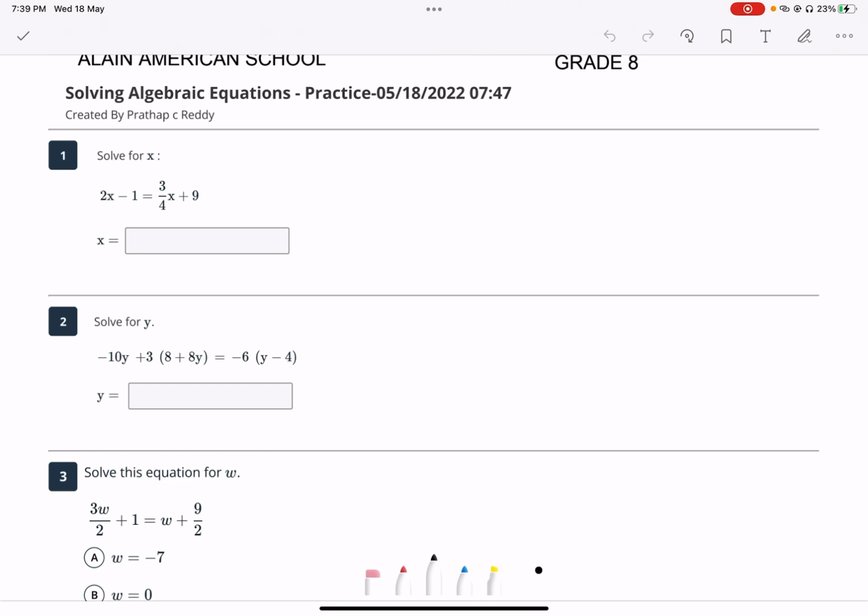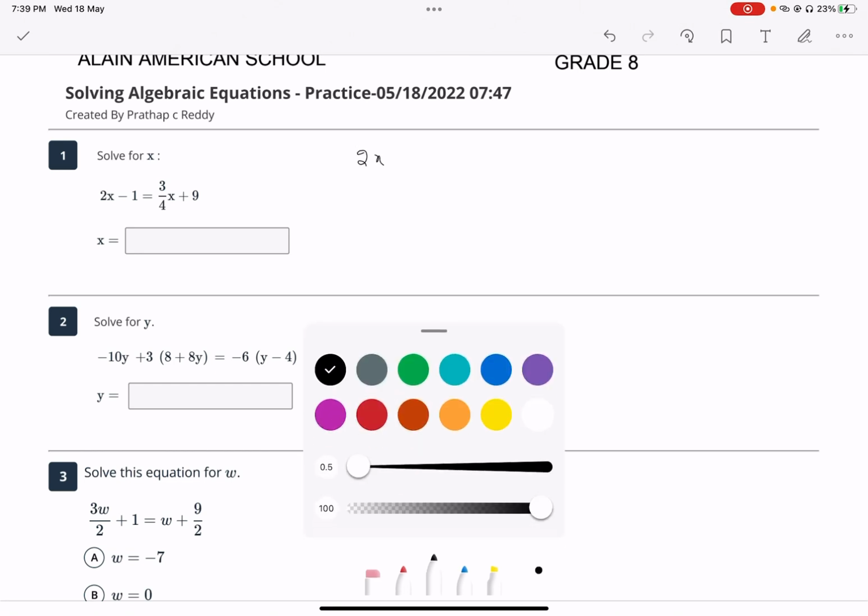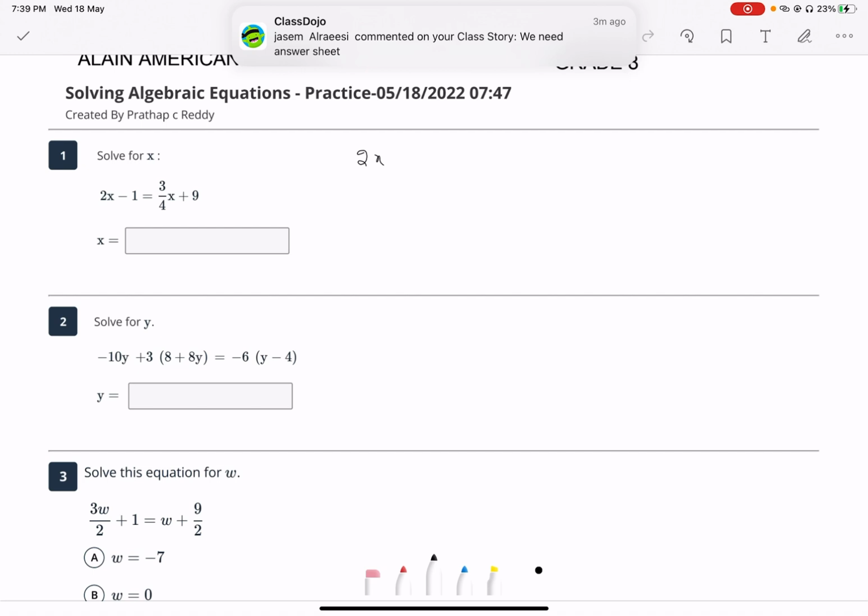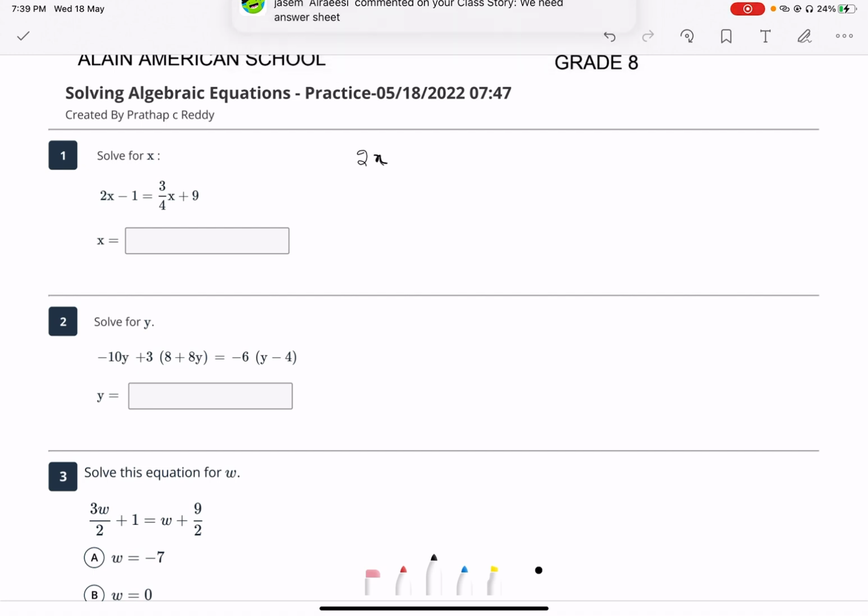2x minus 1 equals 3 over 4x plus 9. This is the question given.